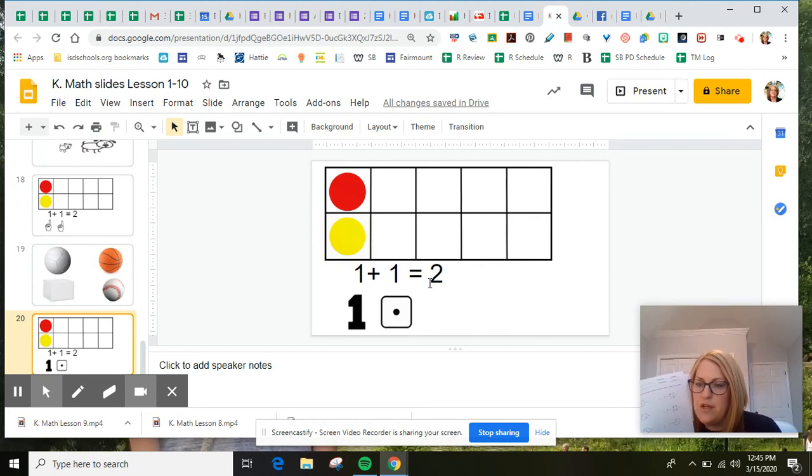Have fun practicing your addition, and maybe when you finish the front, you can write your very own addition problems on the back and share them with a grown-up and with your teacher when you're back at school.